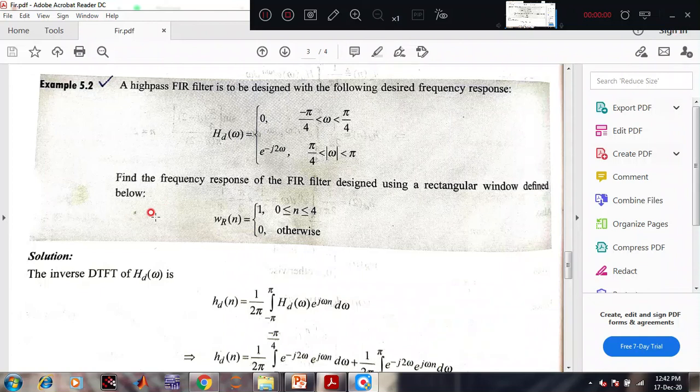In this video I am continuing with the previous class. So I have got another example from Ganesh Rao.